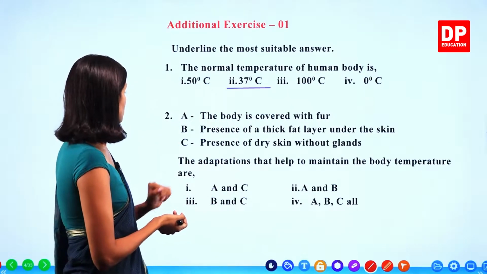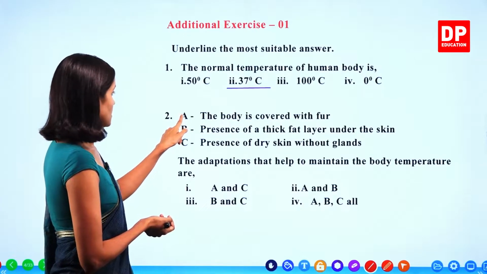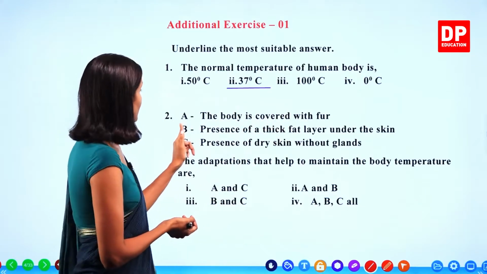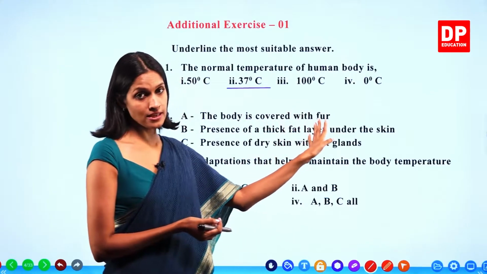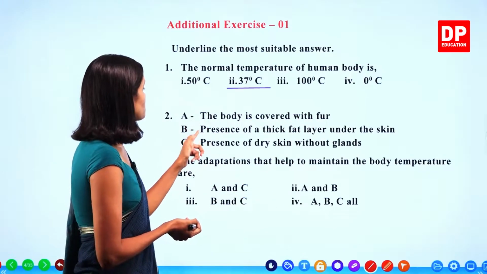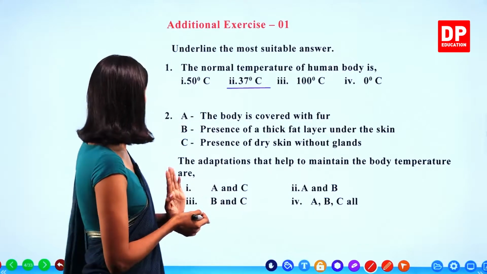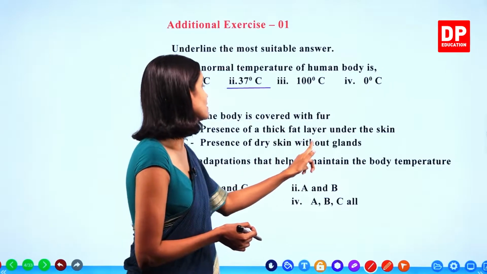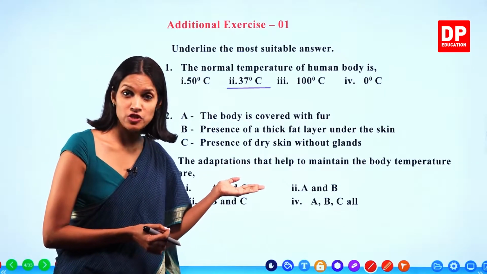Number 2. There are 3 statements. A. The body is covered with fur. B. Presence of a thick fat layer under the skin. C. Presence of dry skin without glands. Okay? The adaptations that help to maintain the body temperature are. So, what are the adaptations, children?